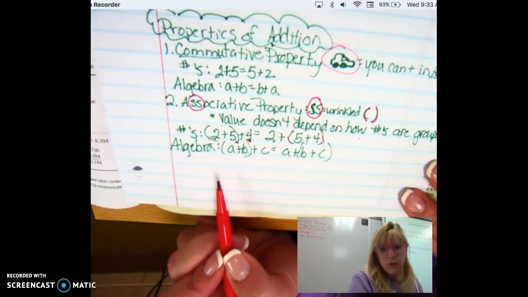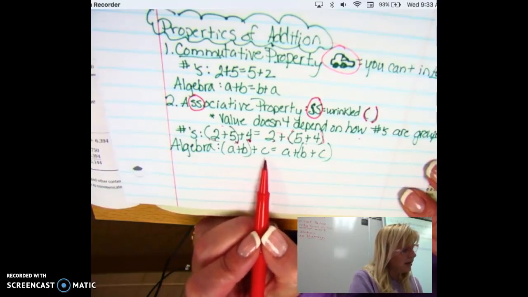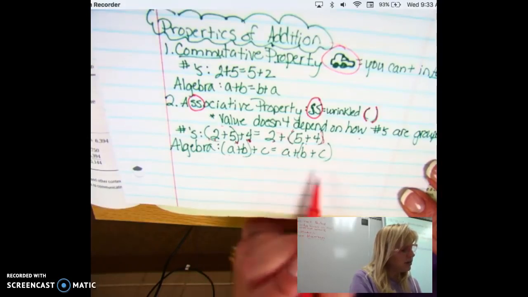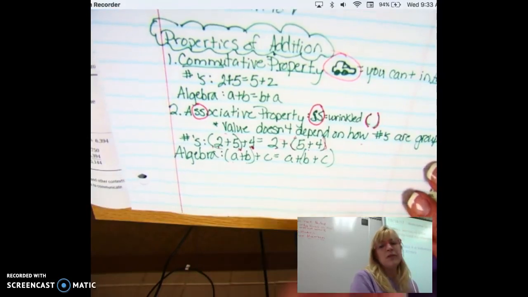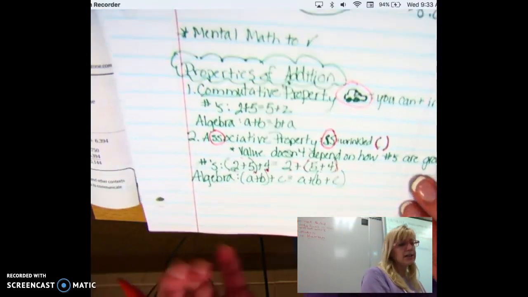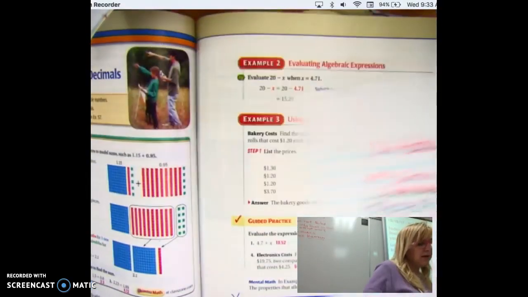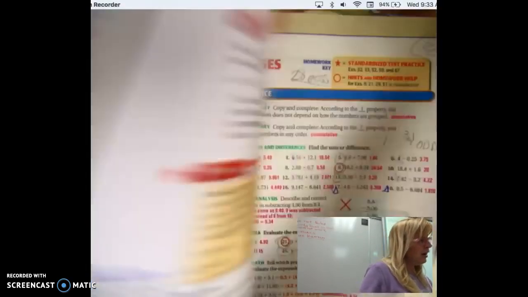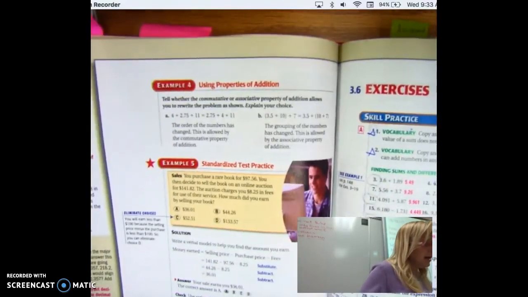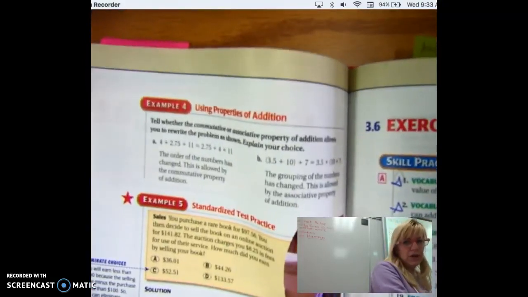The algebraic way to say this is A plus B plus C, with the A and B in parentheses, is the same as A plus B plus C with the B and C in parentheses. Why, you ask, would you ever need to know this? Well, you do this in your head all day long with real numbers. I am going to show you the book examples because I feel like it really makes more sense when you see what you are doing.